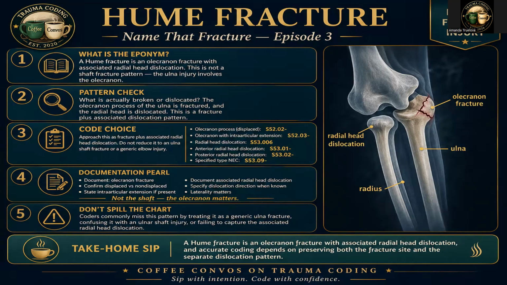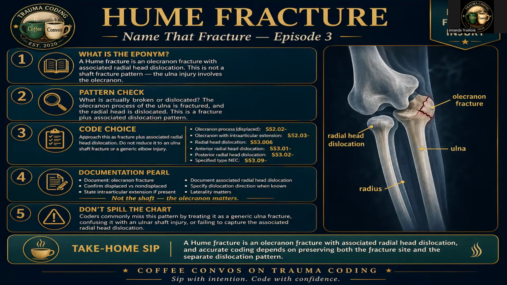And that is going to impact, once again, our coding choice. When we start asking ourselves, is this isolated? Is it a combination code? Or a fracture plus some sort of separate associated injury? Now, Hume should be thought of as a combination pattern fracture dislocation. The fracture and the dislocation are both central to the eponym. This is yet another reminder that coders cannot let the fracture alone tell the whole story.